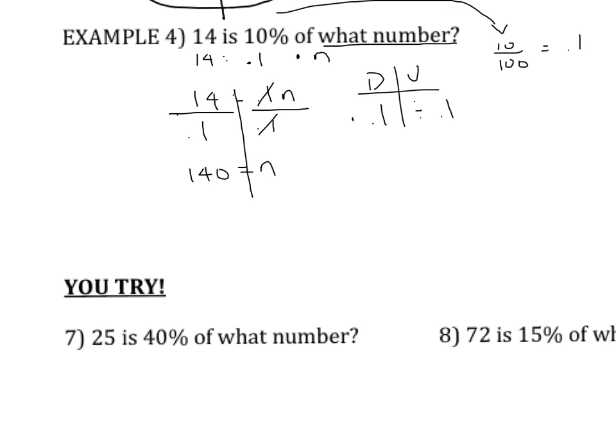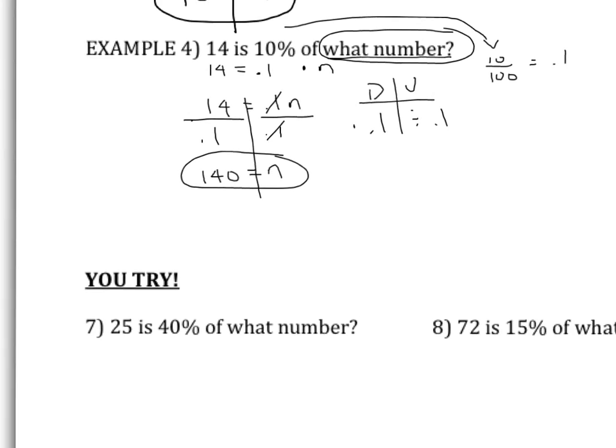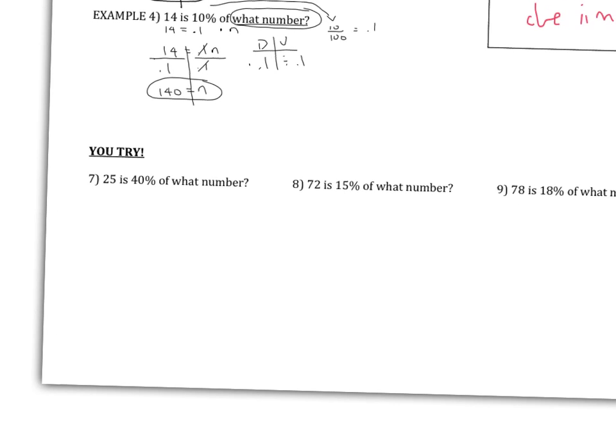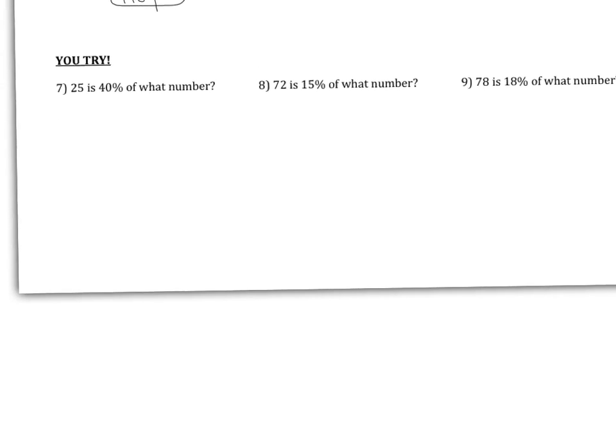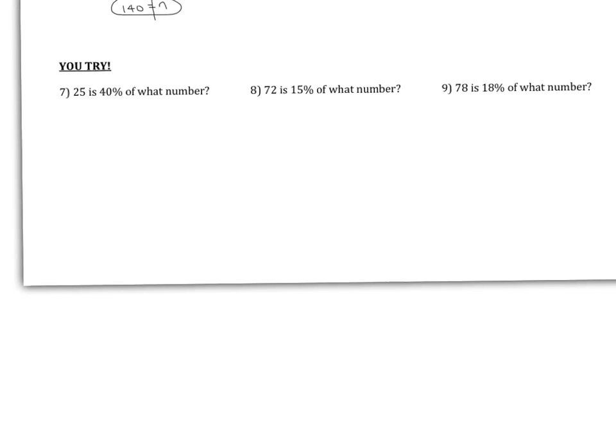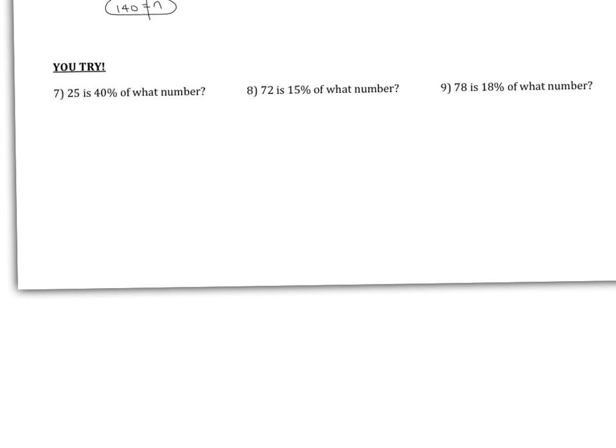Ask yourself, am I solving for a percent or am I solving for a number? Up here we're solving for a number. So I don't need to multiply by 100 and I also do not need a percent sign on my answer. My answer is 140. Alright, I want you to go ahead and try a couple practice. So try and practice 7, 8, and 9 down here. Go ahead and pause the video. When you're ready, press play and you can see the answers.